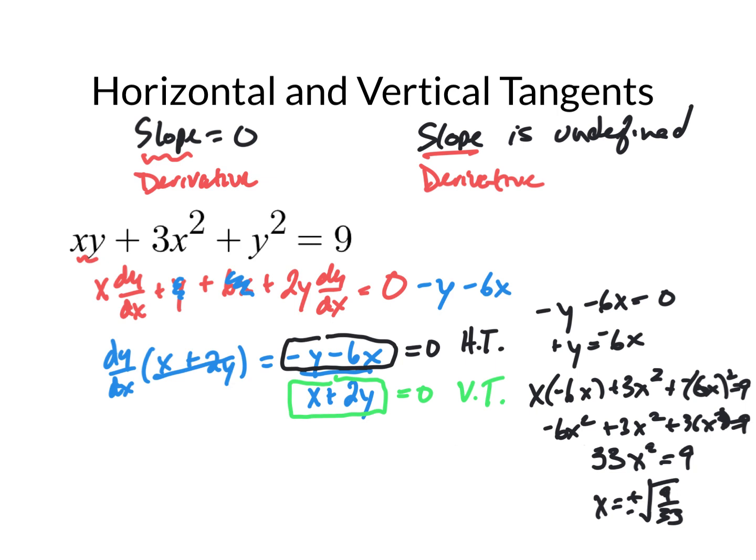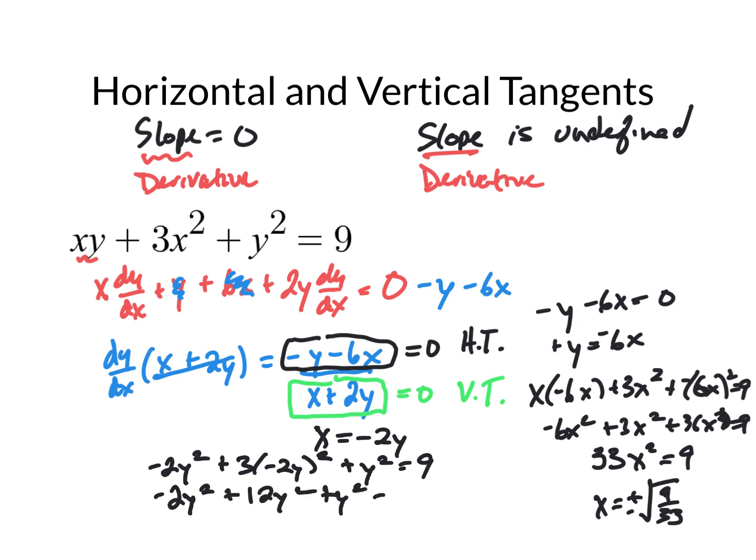So the same process must be true here, that x plus 2y is 0, so that means x equals negative 2y. So every time I see an x, I'm going to make it a negative 2y in the original function. So negative 2y times y plus 3 times negative 2y squared plus y squared equals 9. So I've got negative 2y squared, plus 12y squared plus y squared equals 9. That is 11y squared equals 9, so divide both sides by 11, square root. So y is equal to plus or minus the square root of 9 over 11.